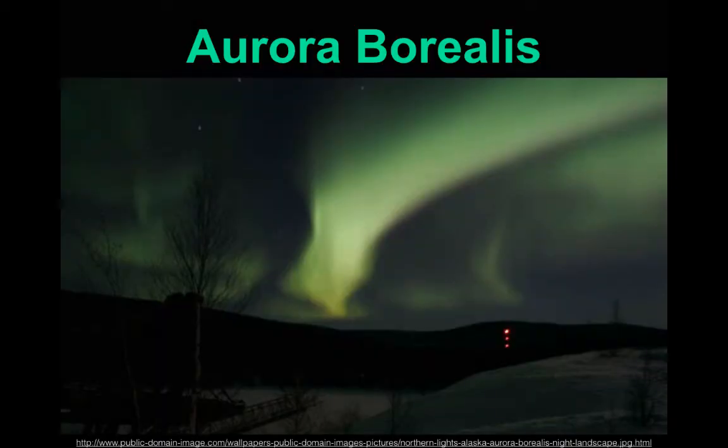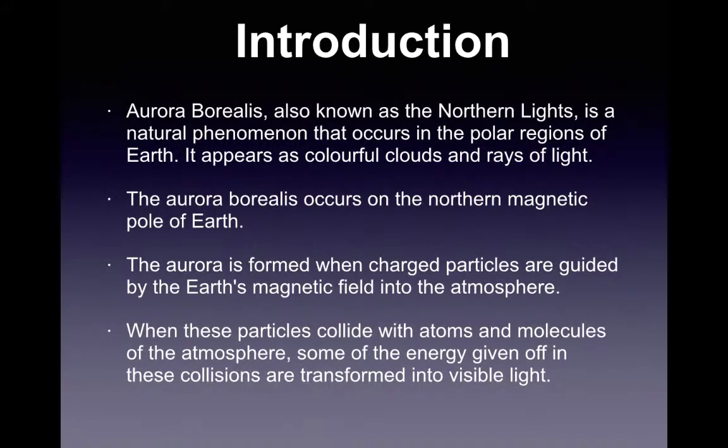Hi, in this short presentation I will be talking about the Aurora Borealis, also known as Northern Lights. Aurora Borealis is a beautiful natural phenomenon that often occurs in the polar regions of Earth. It appears as colourful clouds and rays of green, red and blue light that streak across the sky.